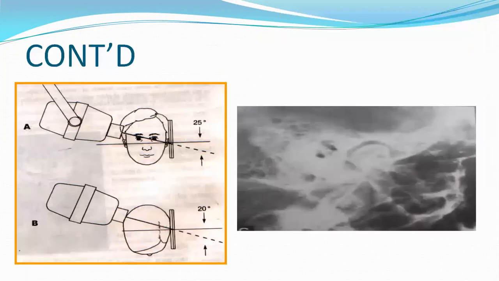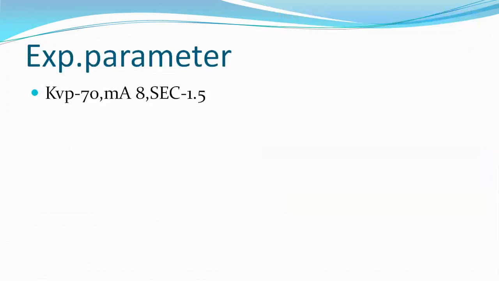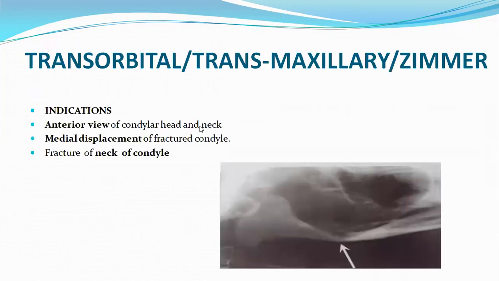This is the same photo, diagram as well. This is a radiograph of temporomandibular joint in closed mouth position. So this view can be taken in both closed mouth and open mouth position. Exposure parameters: you have to keep 70 kVp, 8 milliampere, and exposure time is 1.5 seconds. Why are we putting exposure time more here? Because the ray is passing through a lot of cranial bones. So we have to give more exposure time.